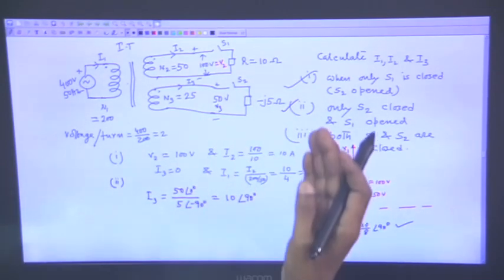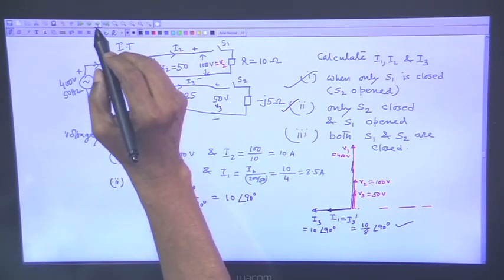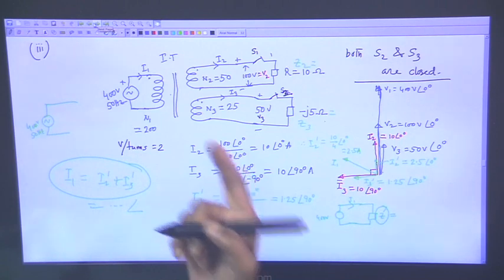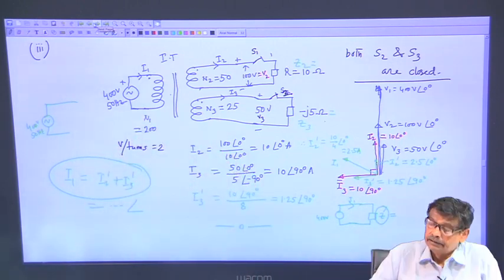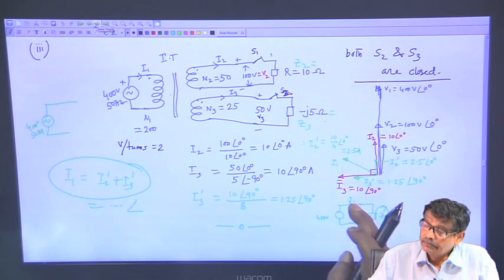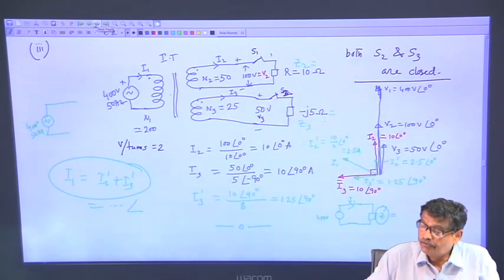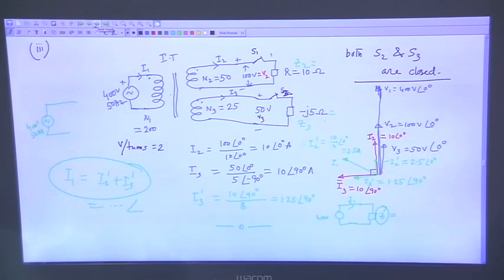So, part 1 and part 2 of the problem were simple, but part 3 was a little bit involved in the sense that both the switches are closed, how to calculate the currents. Then what I told is that if V 1 is known, then V 2, V 3, all the voltages will be cophasal and they are all shown on the vertical lines.